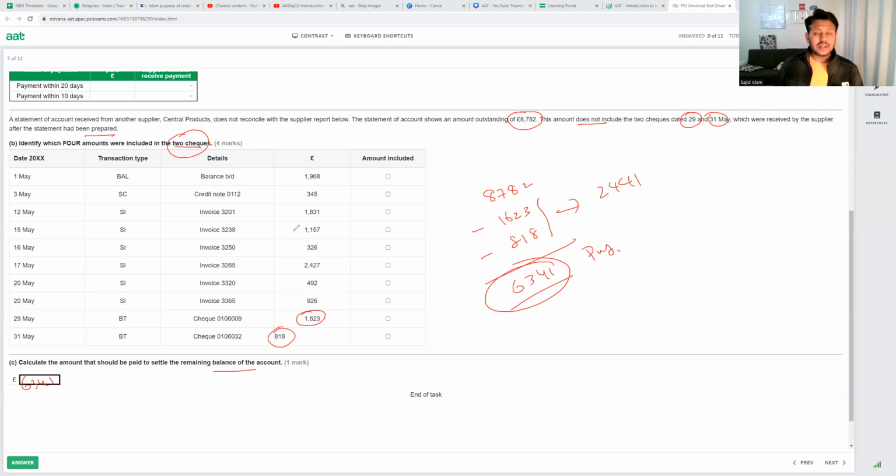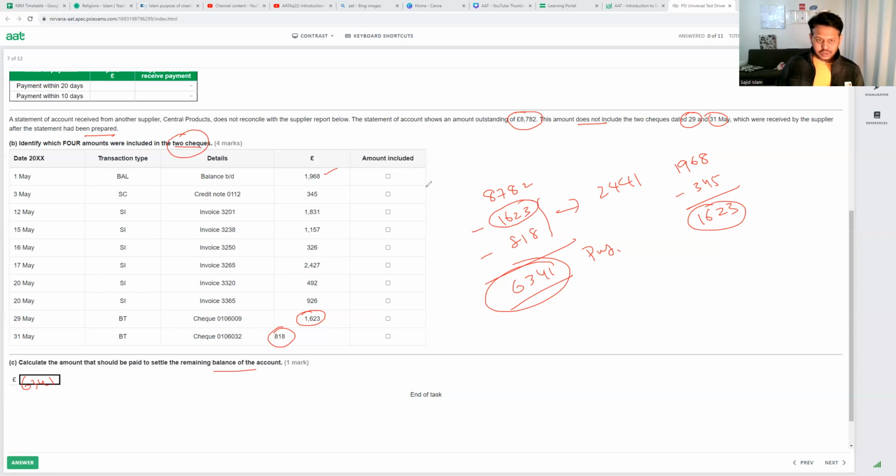They said what amounts are included in these two checks. So let's have a look. Always start with the opening balance. So we have 1968. So you take the 1968. So this is the one. Then you have a credit note, minus the credit note, 345. Then how much does it give me? 1968 minus 345 gives me 1623.